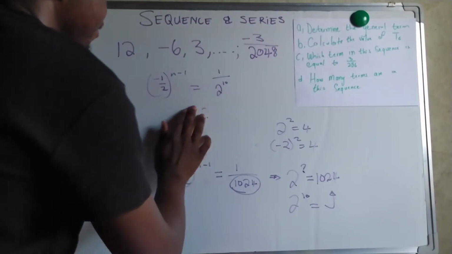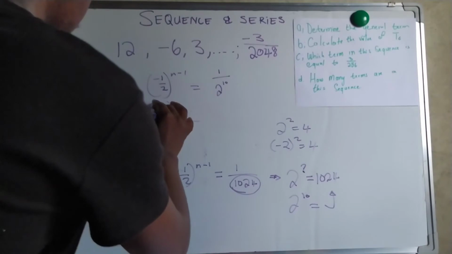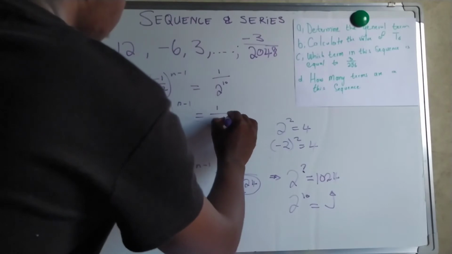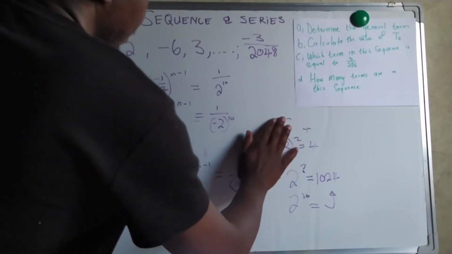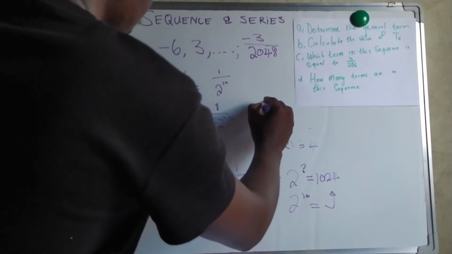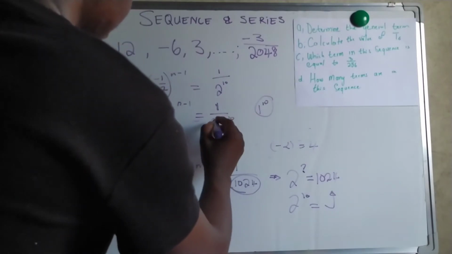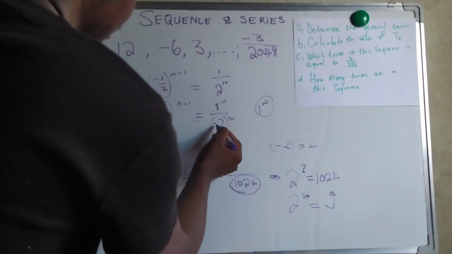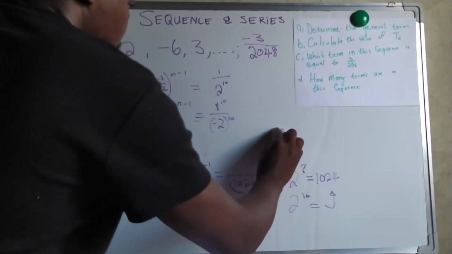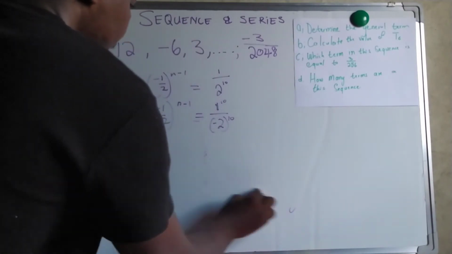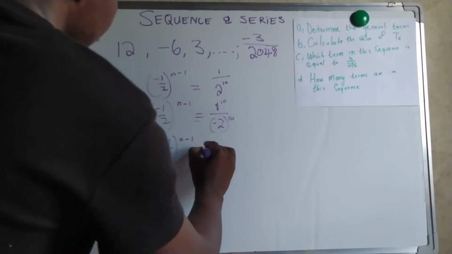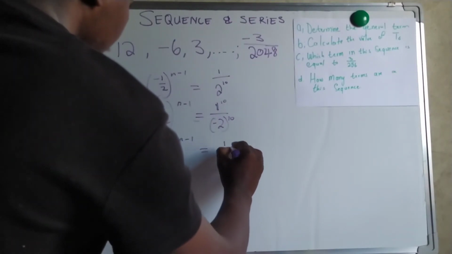So what we'll then have is negative half to the exponent n minus 1 is equal to 1 over negative 2 to the exponent 10. Okay? And then 1 is the same as 1 to the exponent 10. So we can say this is 1 to the exponent 10 all over negative 2 to the exponent 10. It's important that this math doesn't confuse you. Okay, and then when we're here, we can say negative half to the exponent n minus 1 is equal to 1 over negative 2 to the exponent 10.